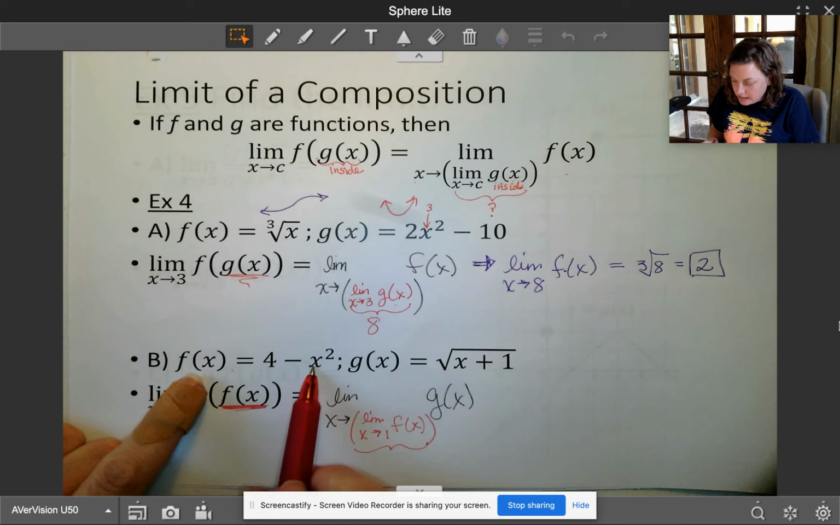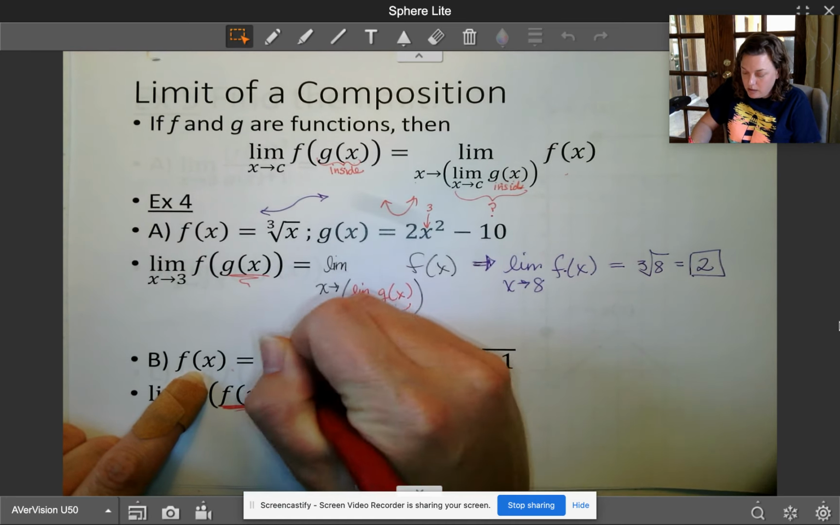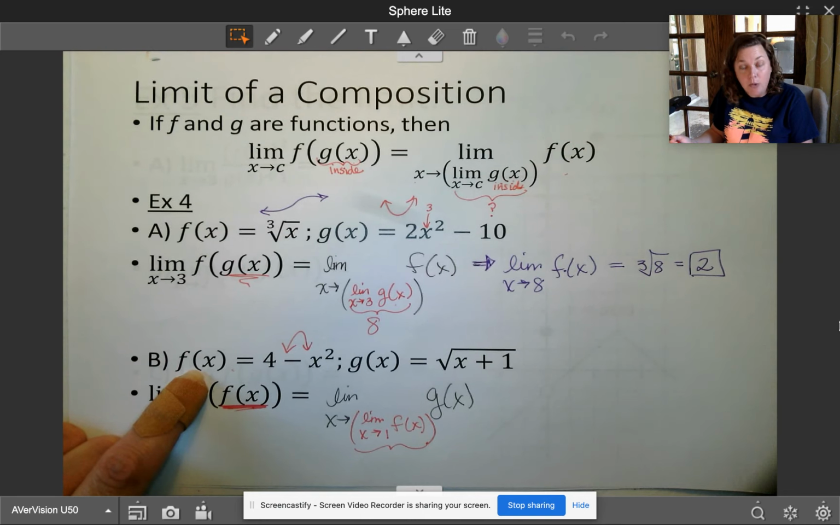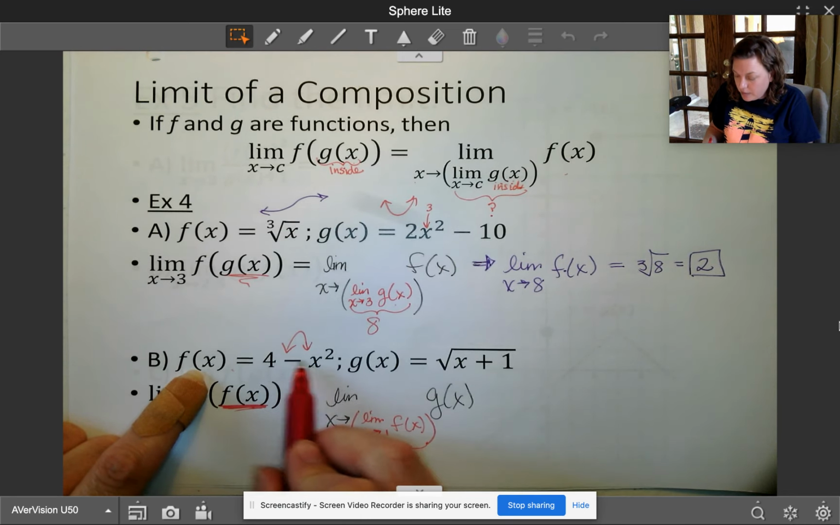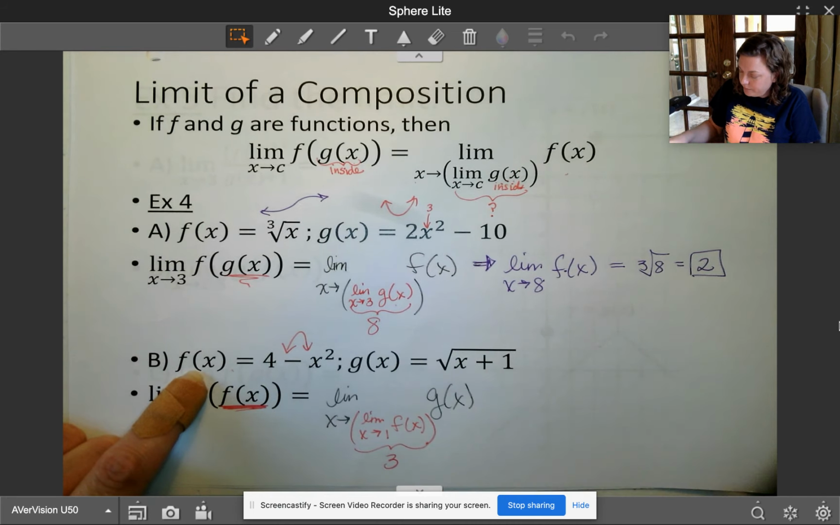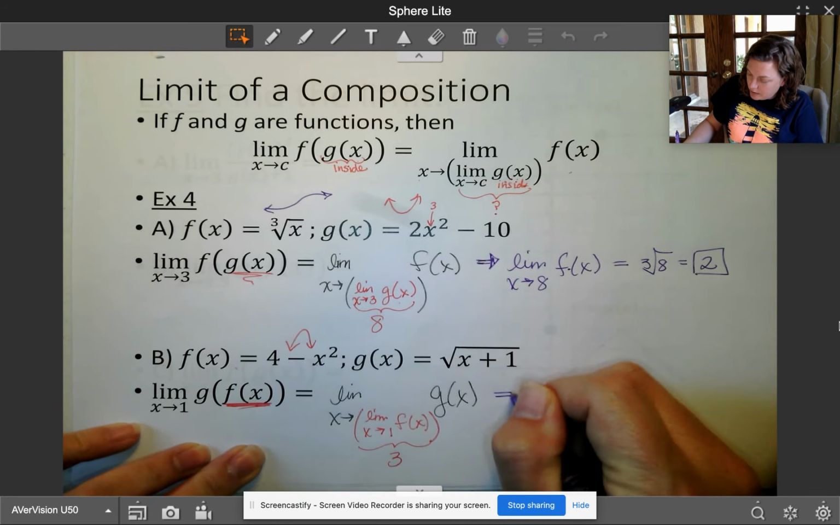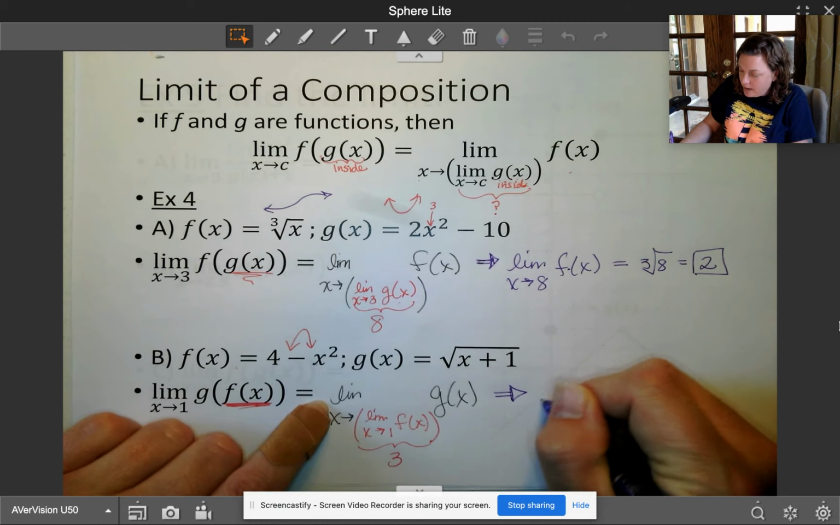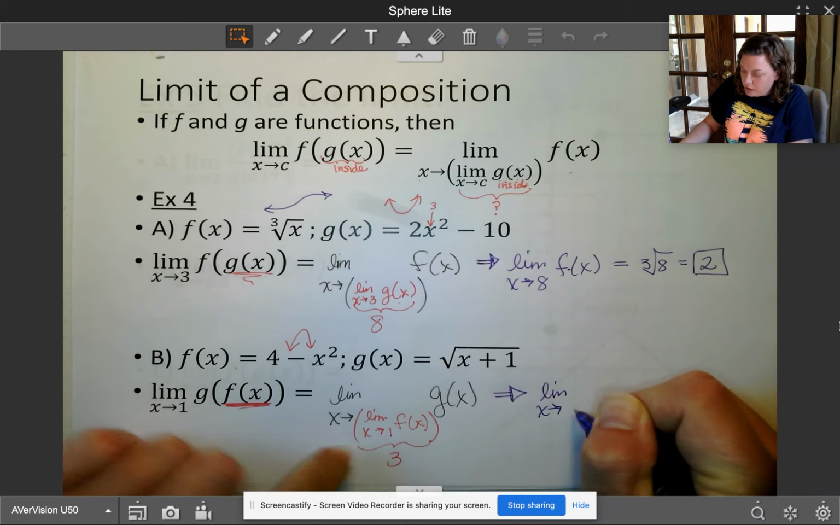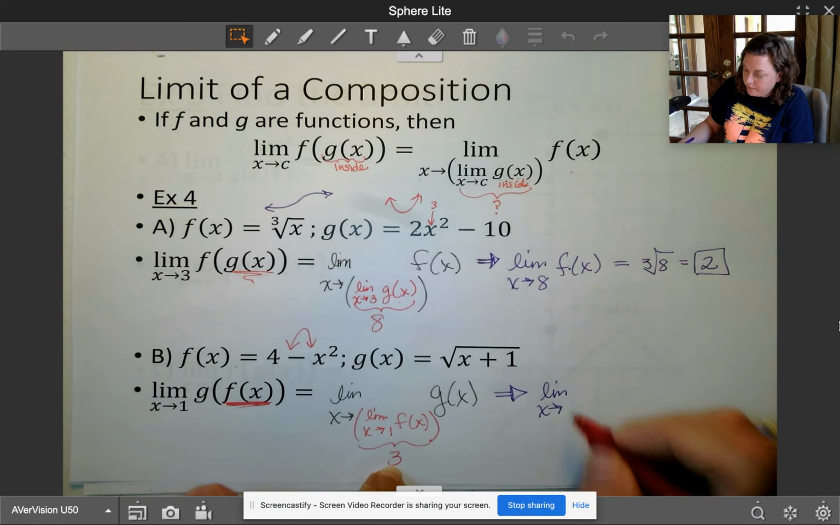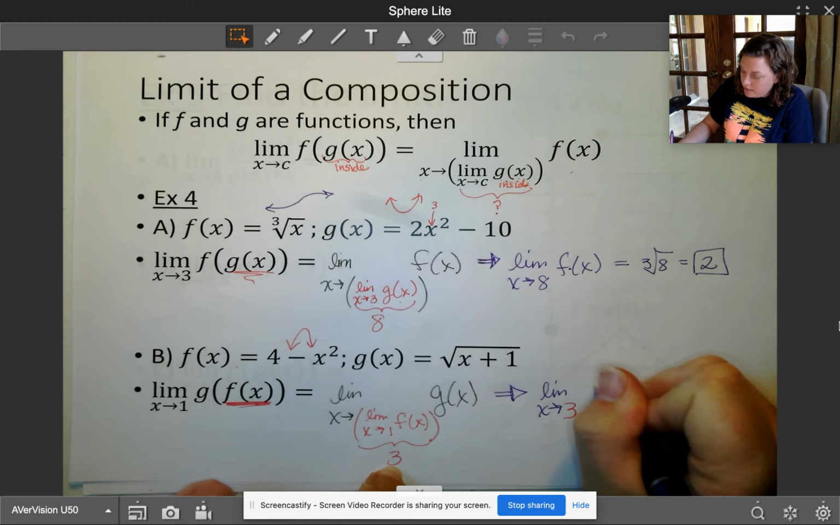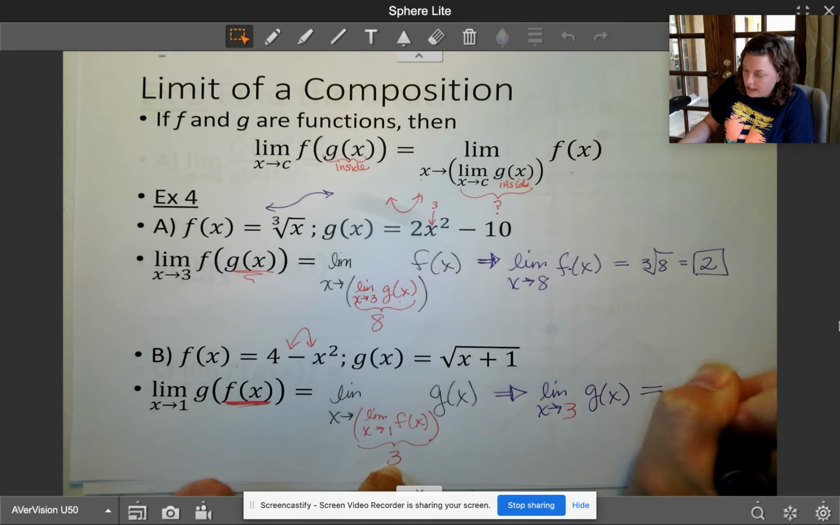Well, when I look at this inside function, it's a nice smooth parabola. It's facing down, so it's continuous. So I know I can just plug it in directly. And so that's going to be 4 minus 1, which is just 3. So I'm going to redraw my limit now to clean it up. So now I have the limit as x approaches 3 of g of x, of my outside piece.